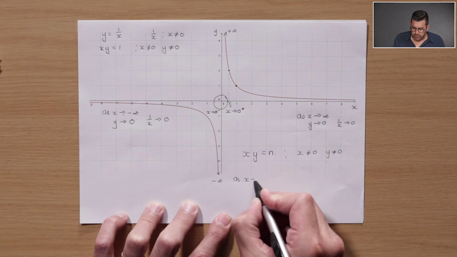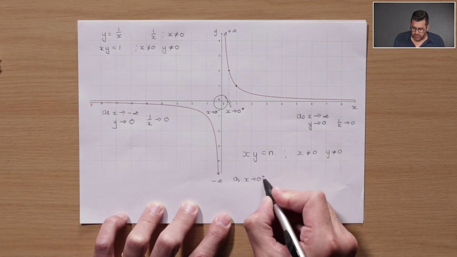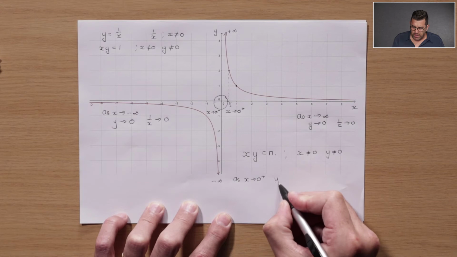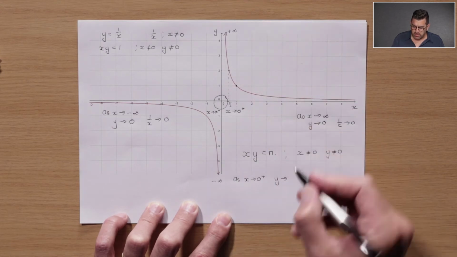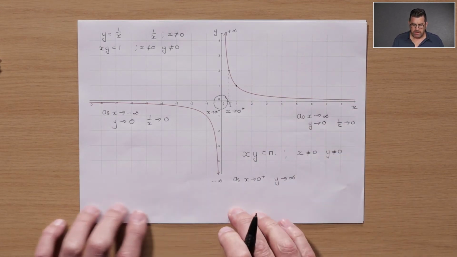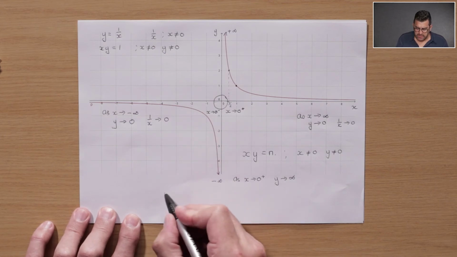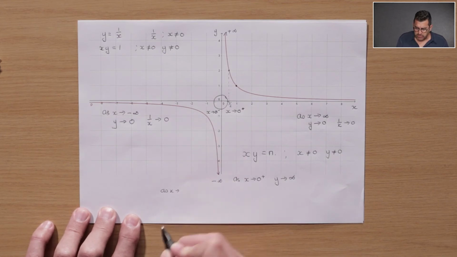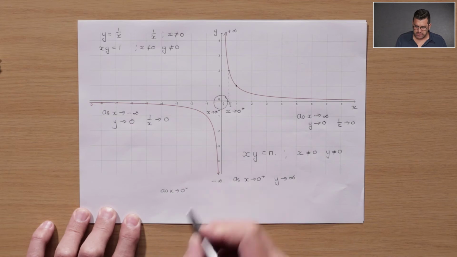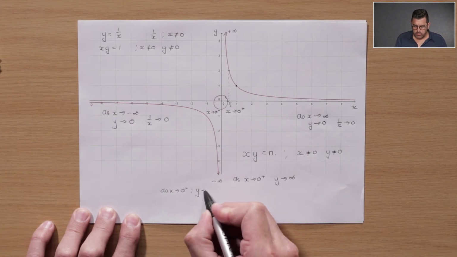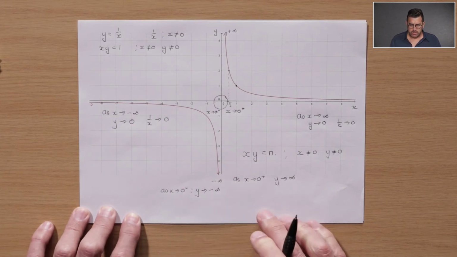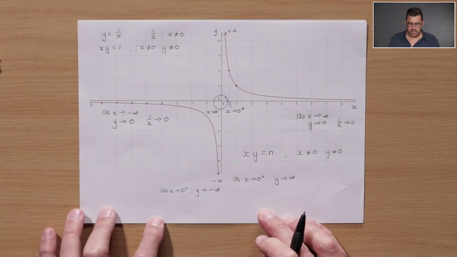As x approaches 0 from the right-hand side, the y values are approaching infinity. And on the left-hand side of that, as x is approaching naught from the negative side, the y values will be approaching minus infinity. Okay, so that's a pretty intuitive way to look at what the limit represents.